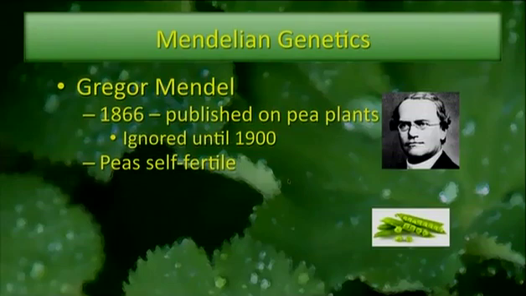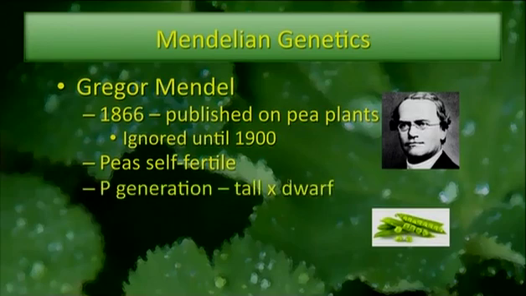What he noticed was that tall plants, after selfing for who knows how many generations, had tall offspring. So he wondered what would happen if he crossed a tall plant and a dwarf plant. That would be the P generation, or the parental generation. This is what you call a monohybrid cross. The 2 parents differ in one trait. They're the same species, but one was tall and one was dwarf.